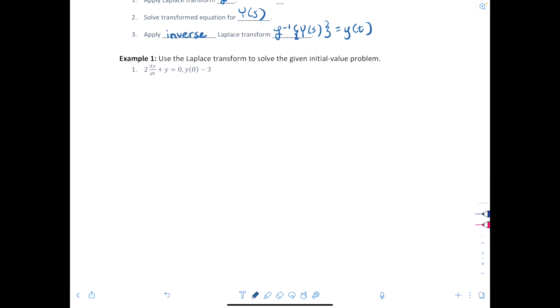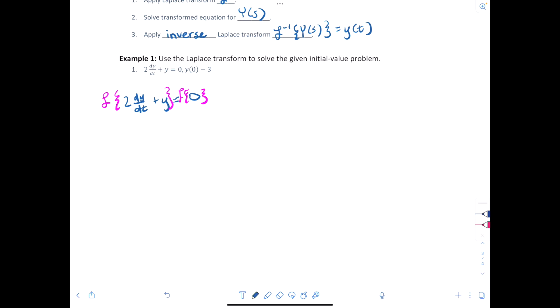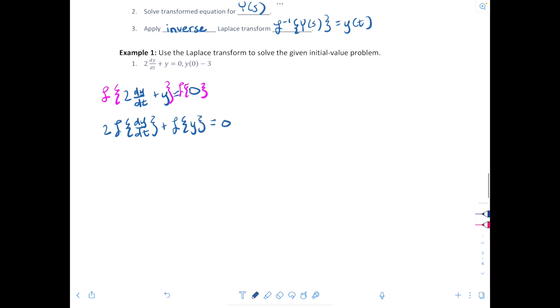So we have 2 dy dt plus y equals 0. And so applying that Laplace transform to both sides, we'll get 2 times L of dy dt plus L of y is equal to 0.